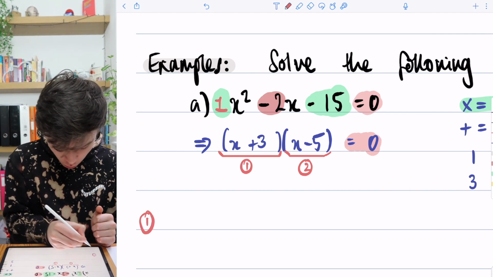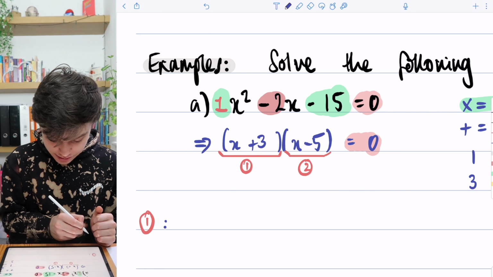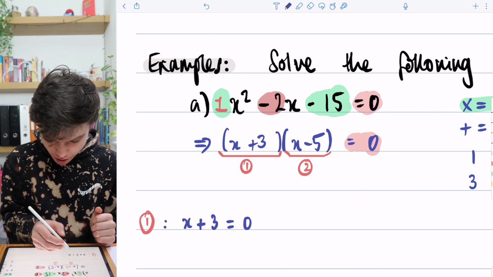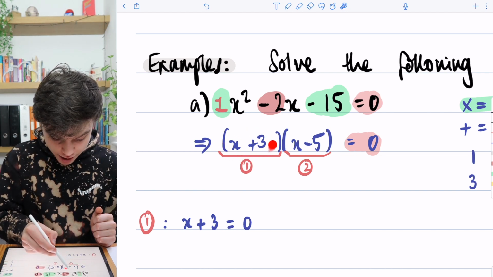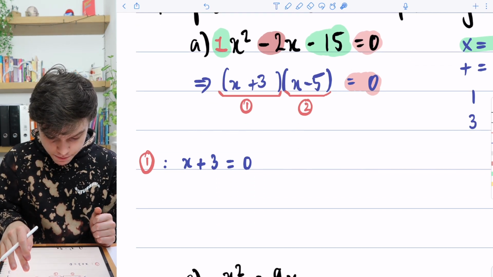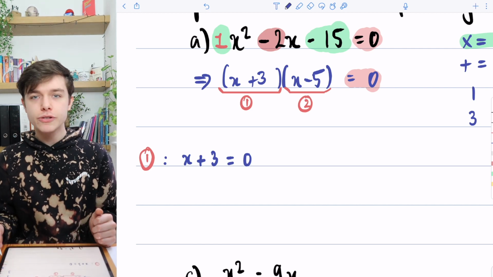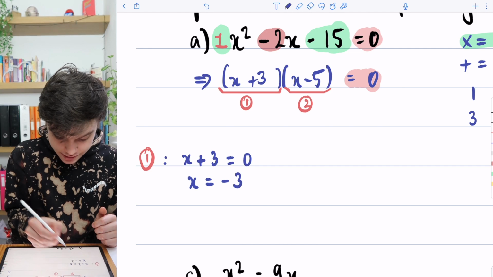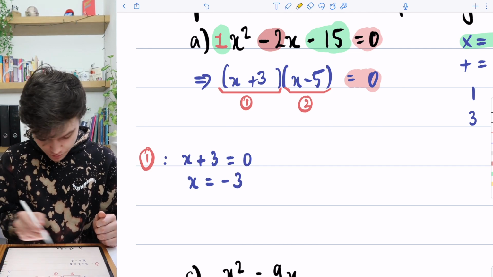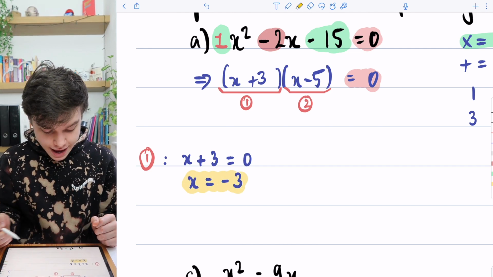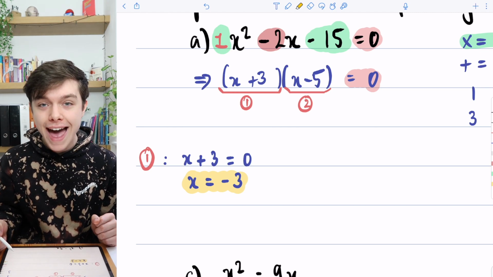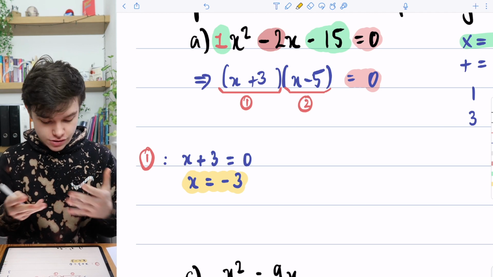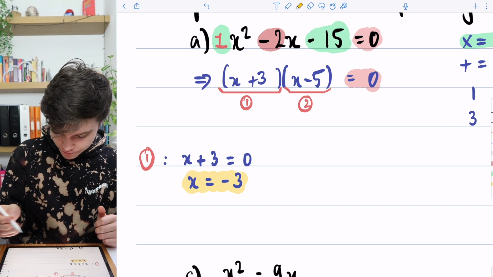So bracket number 1, if we set that one equal to 0, we will get x plus 3 is equal to 0. We just take what's inside the bracket here and set it equal to 0. And then we can say, well, x plus 3 equals 0. We're just solving a basic equation there. We can just say x is equal to minus 3. I'm just going to highlight that there because look, we've found a solution for x. We've found a solution and we've found a root, because root and solution are just the same thing. It's just a different word.